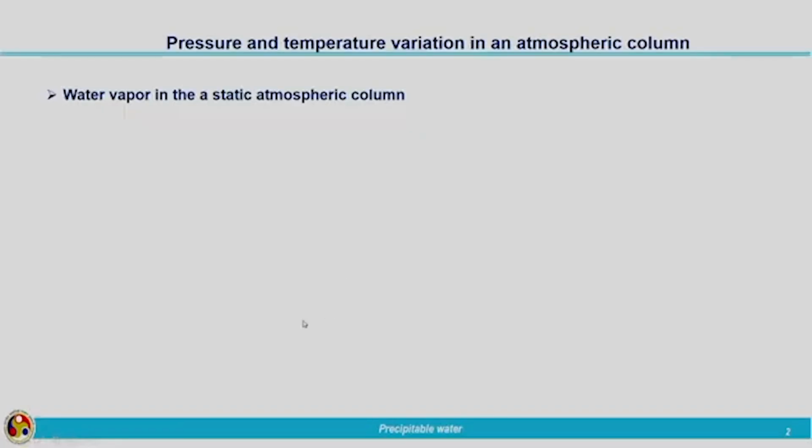So, for that we need to have some interrelationship between pressure and temperature, and also how this is varying as we go up into the atmosphere. These details we need to get an understanding of. So, we will start with that. First, let us see the pressure and temperature variation in an atmospheric column.